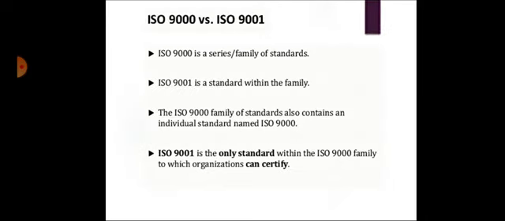As regards ISO 9000 versus ISO 9001, while ISO 9000 is a series, a family of standards, ISO 9001 is a standard within the family. The ISO 9000 family of standards also contains an individual standard named ISO 9000. On the other hand, ISO 9001 is the only standard within the ISO 9000 family to which organizations can certify.